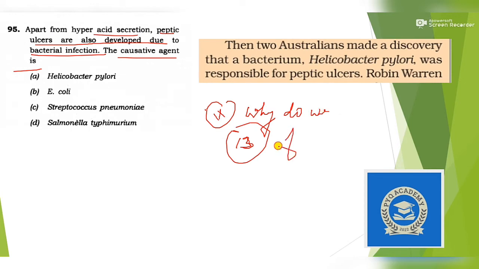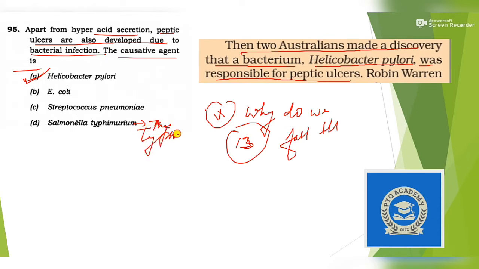It is given there that two Australians made a discovery that a bacterium known as Helicobacter pylori was responsible for peptic ulcer. So the answer is option A. If you don't know the others, Salmonella typhi is the bacterium responsible for typhoid, and another one is for pneumonia. Our answer is option A.